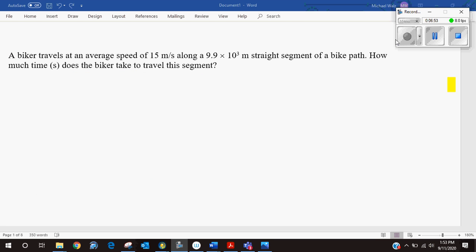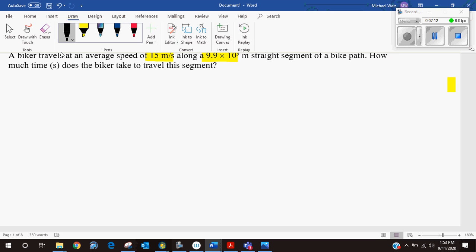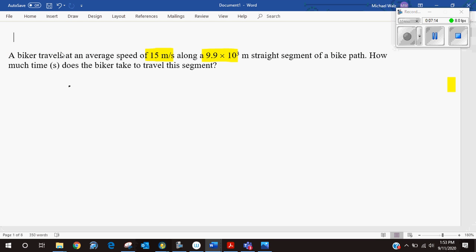It says a biker travels at an average speed of 15 meters per second along a 9.9 times 10 to the third meter straight segment of a bike path. How much time does the biker take to travel the segment? So this is, again, another one of those more simple problems. All we have is average velocity and distance. We're looking for time. So we're going to use that same formula again.